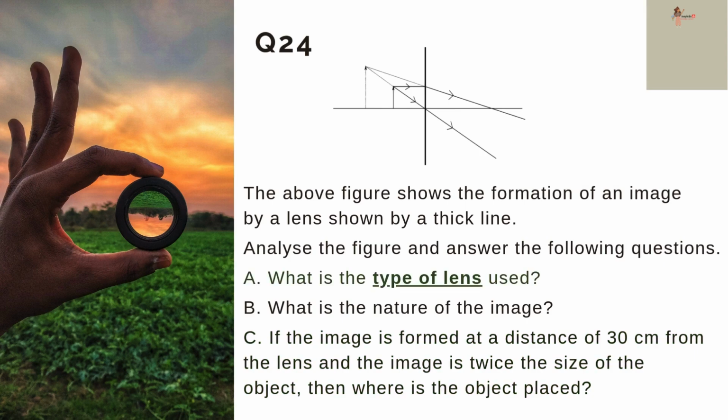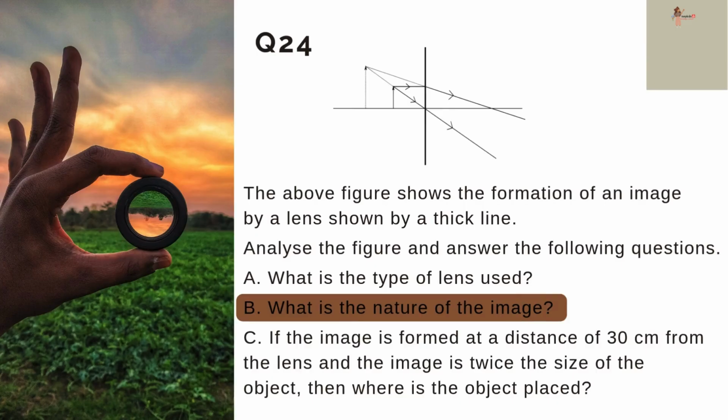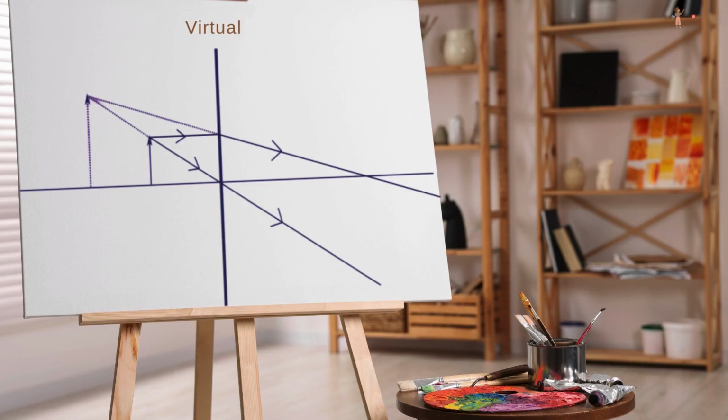Now the type of lens used is a convex lens. This is evident because the rays converge after passing through the lens. The image is virtual since it is formed behind the lens. Also, it is erect and magnified.